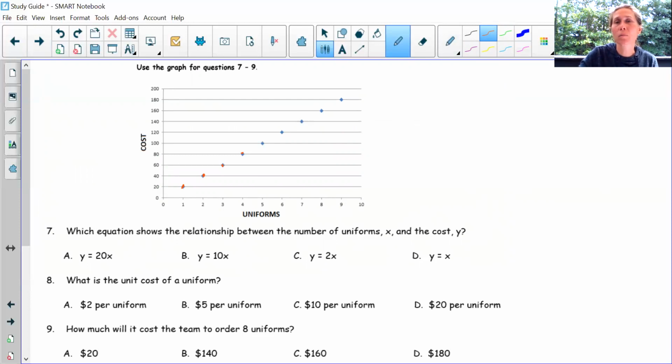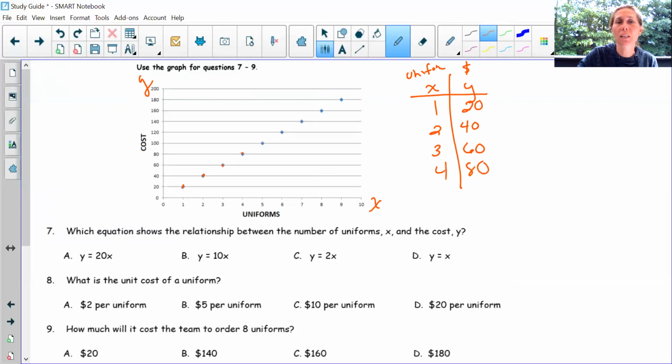Personally, before I even look at the equation, I want to set up my X and Y table. All right, this is my X, this is my Y. My X values, my Y values. Who are my X values? The uniforms. Who are my Y values? The cost. So one uniform, well, I can do 0, but it's not in there. One uniform costs $20. 2 uniforms cost $40. 3 uniforms cost $60. 4 uniforms cost $80, etc.